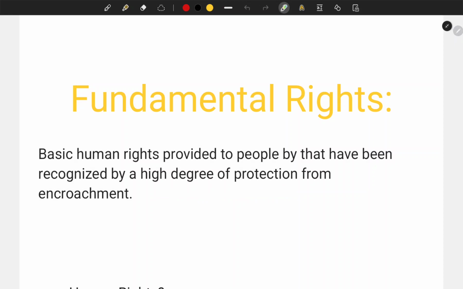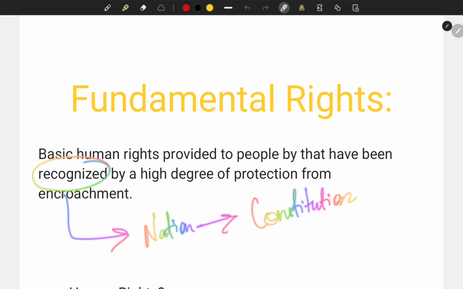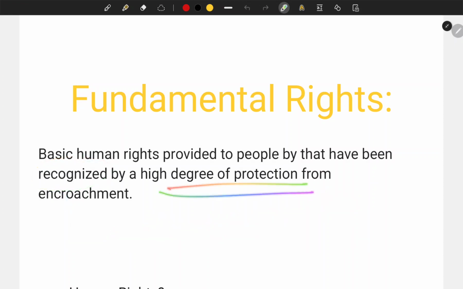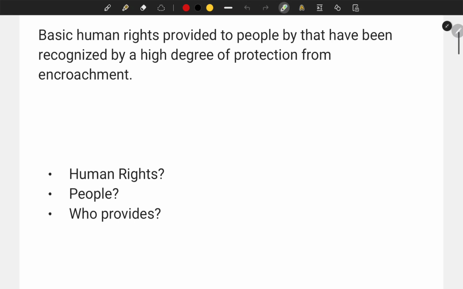Now looking into India's context, when we look at fundamental rights in India, this higher degree of protection is by the Supreme Court, right? And who is it recognized by? It is recognized by our nation, by virtue of our constitution, right? And this high degree of protection from encroachment is looked after by the Supreme Court, all right? Now let us understand it further.